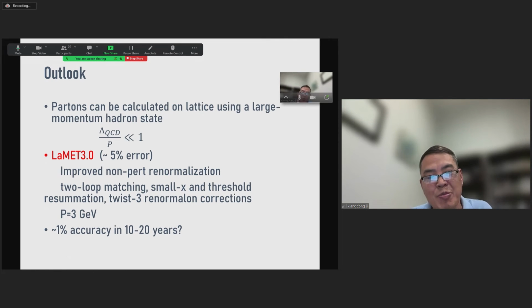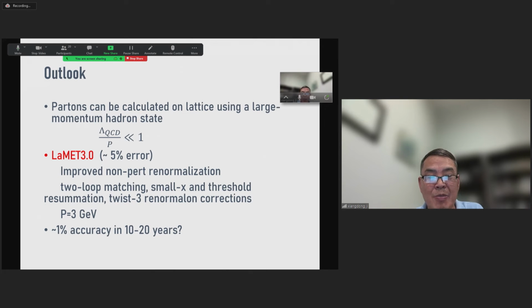And of course, creating large momentum states on the lattice is an extreme challenge. Right now, most people can only calculate with momentum of 2 or 3 GeV. It will be very interesting if we can push to 5 GeV, and then a lot of systematics would be much suppressed. But nonetheless, with the third generation of calculation, I believe some of the quantities can reach 5% level of precision by improving the non-perturbative renormalization, two-loop matching, threshold resummation, Chris-Reed renormalon corrections, etc.